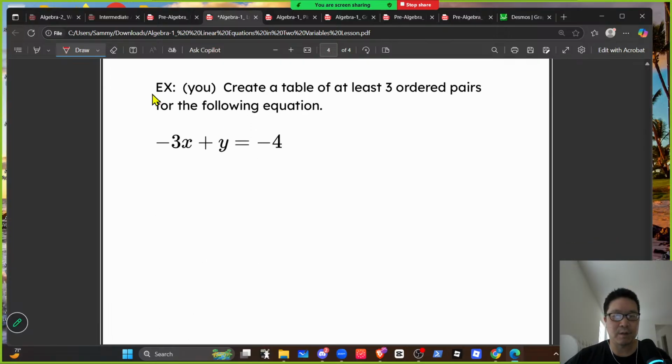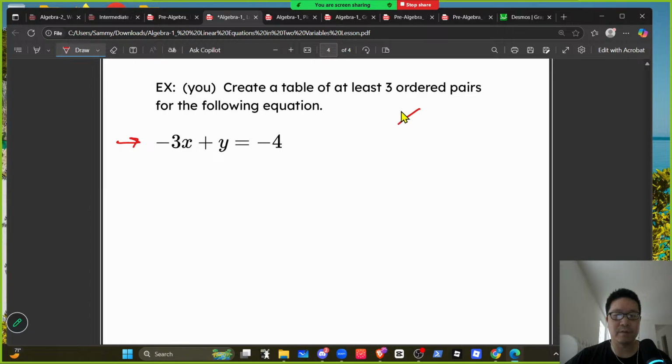You can try this one. Create a table of at least 3 ordered pairs for the following equation. So create a table and let me know when you're done. And again, you get the first 2 points by plugging in zeros for x and y and solving for the other variable.